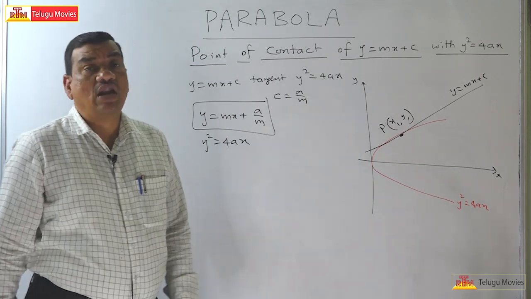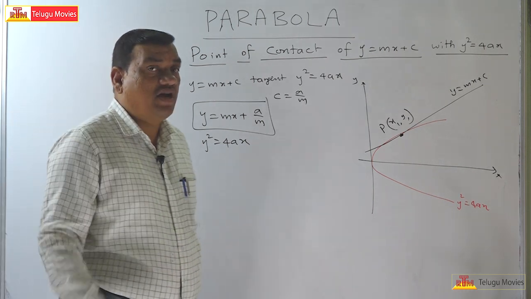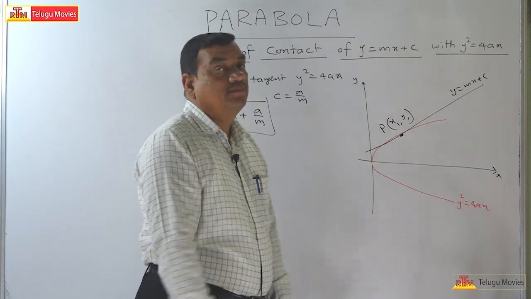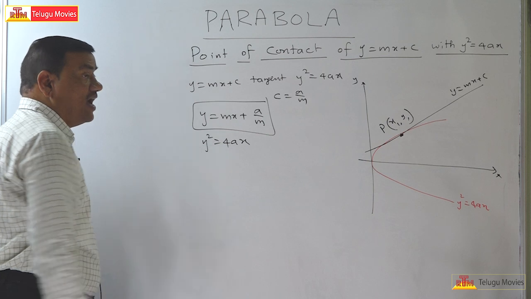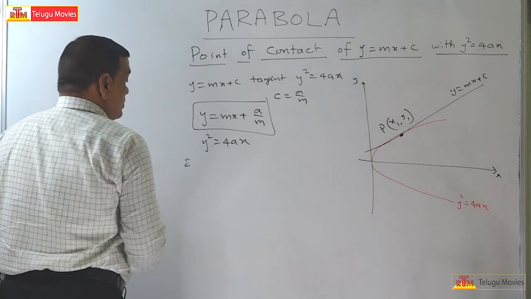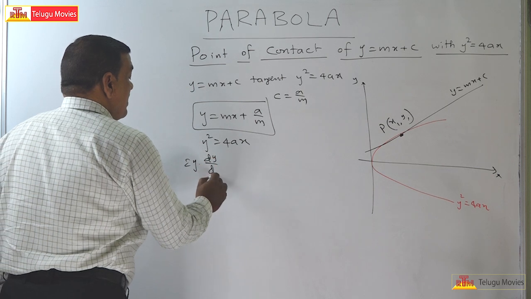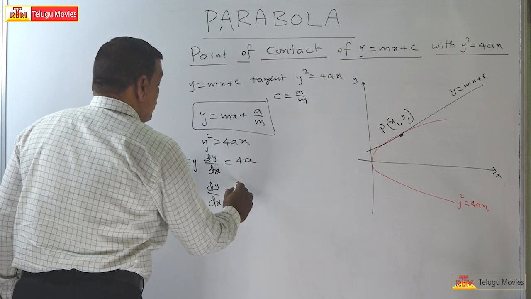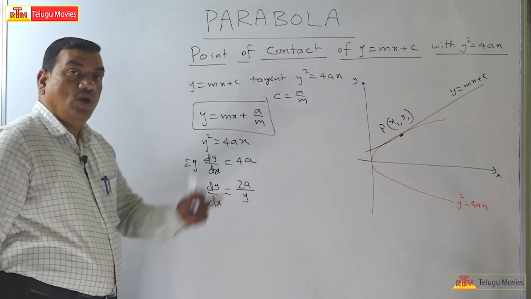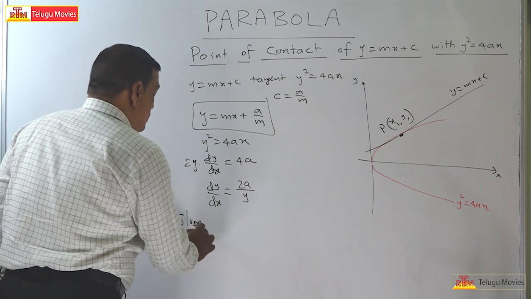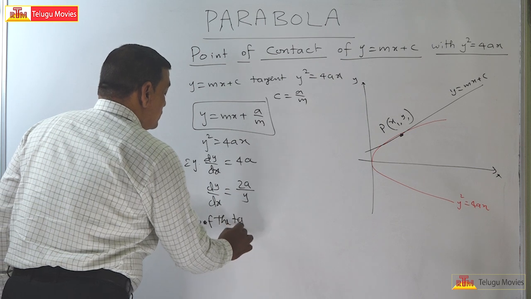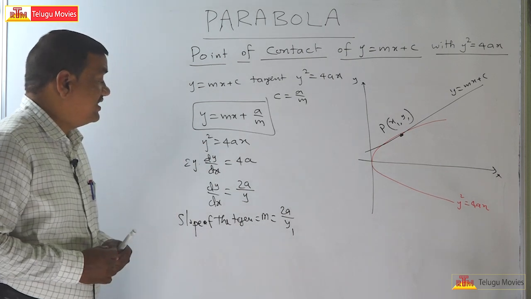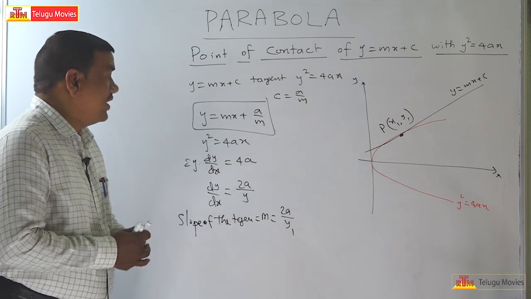If you go to calculus, this concept will become very, very easy. How to find out the slope of the tangent at the point P? Simply by finding the derivative of this function. Differentiating y square is equal to 4ax gives 2y dy by dx is equal to 4a, so dy by dx is given by 2a by y. What is the slope of the tangent? The slope of the tangent is m is equal to 2a by y1.